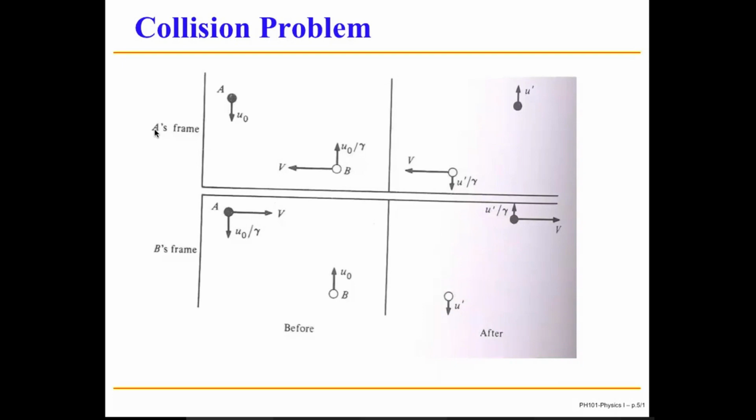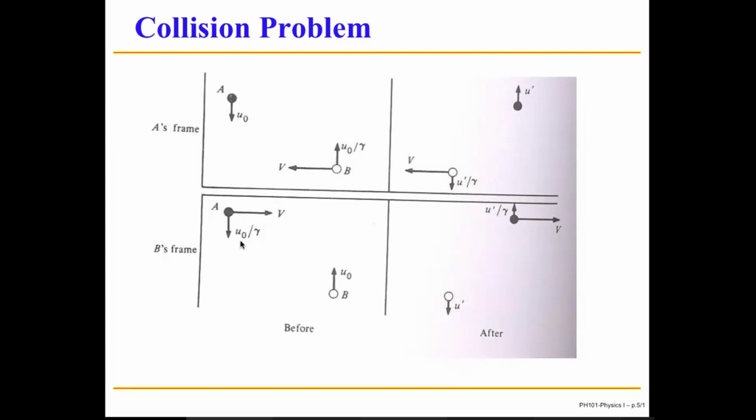The same thing, just symmetrically opposite, is happening in B's frame. B thinks that he is moving in the positive y direction with a velocity u0, and he sees that A is moving towards him with a velocity v. As a result, to him, in his frame, A's velocity is u0 by gamma. It's shortened. All right. Now, what happens after the collision?